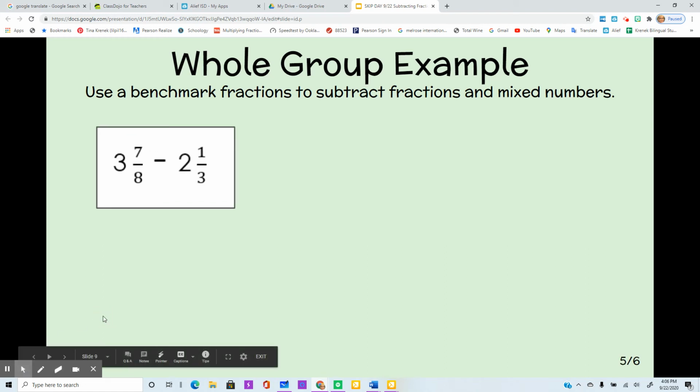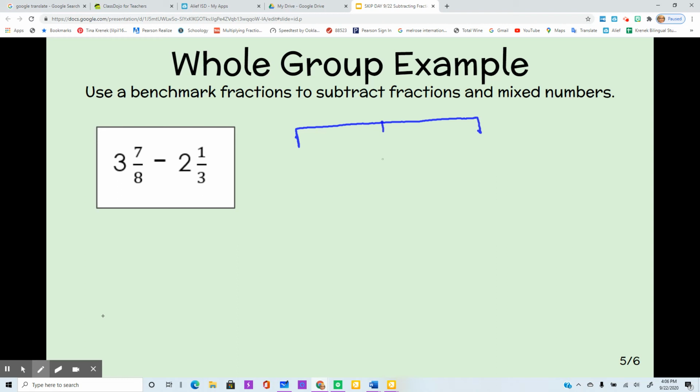3 7/8 minus 2 1/3. So 7/8. We have 7 out of 8 pieces. 4/8 is 1/2. There's my 8/8 for my one whole. And I have 7/8. So that's going to be 1. So 3 7/8 is about 4. And 2 1/3 is going to be about 2. So that's going to be like 4 minus 2 for 2.